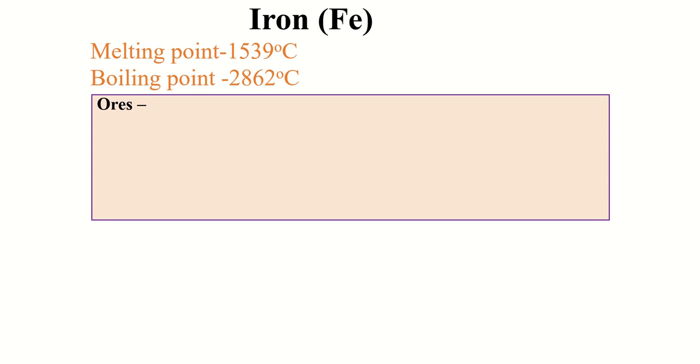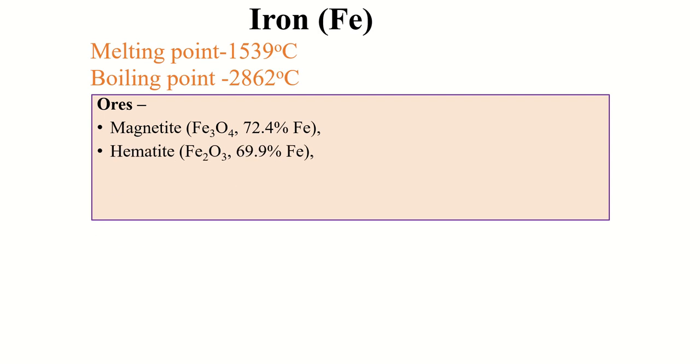Different ores are found for iron, from which we can extract the iron by using carbothermic reduction. Magnetite is an ore of iron with the chemical formula Fe3O4. It contains 72.4% iron. The second important ore of iron is hematite, which is generally used in the extraction of iron in the blast furnace.